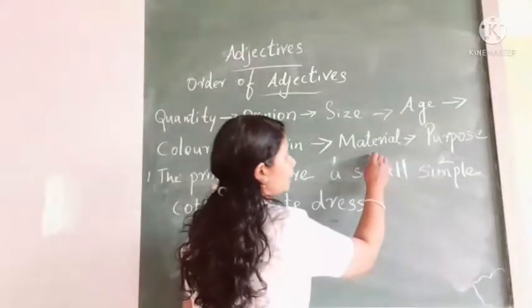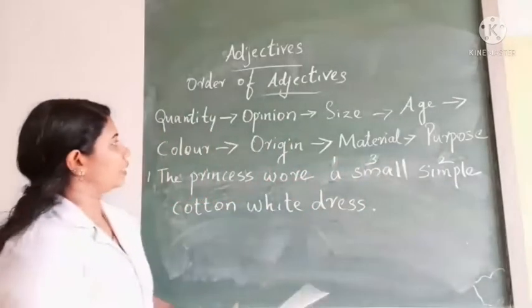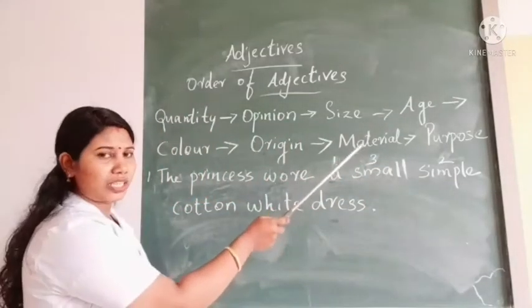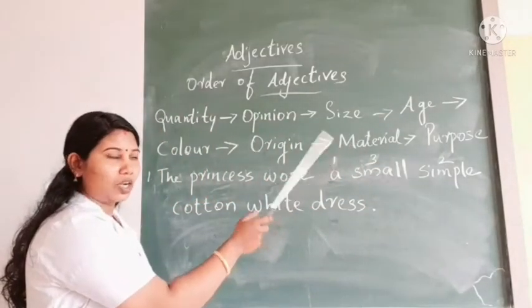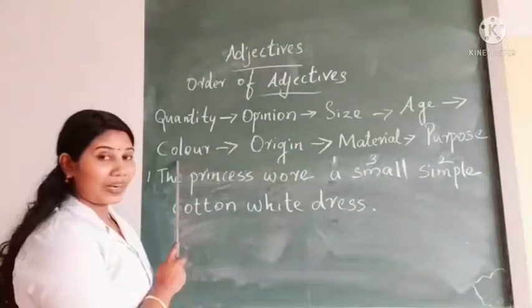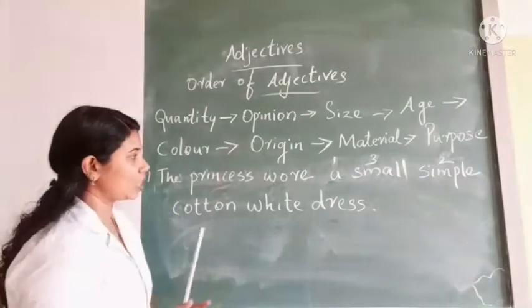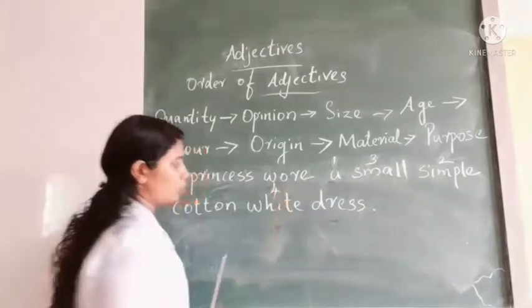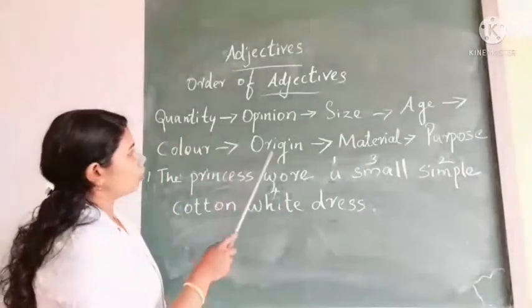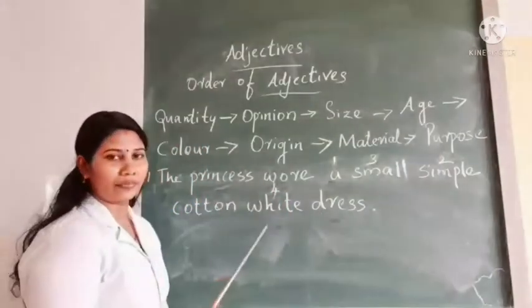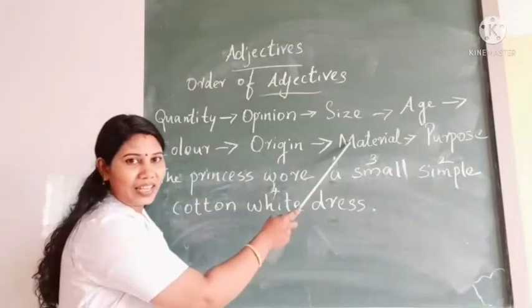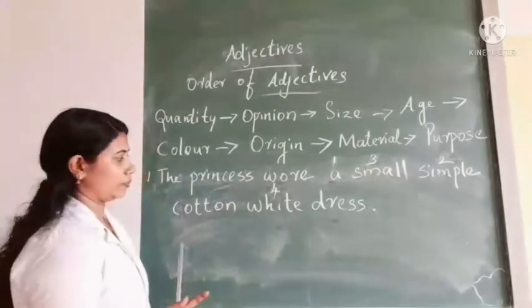So, a simple, small. Then, after that, size, age. Is there any word which describes age here? No. Then, color. Yes. That is white. This is the fourth one, white. Then what about the origin? No, it is not given there. Then material, yes, that is cotton.